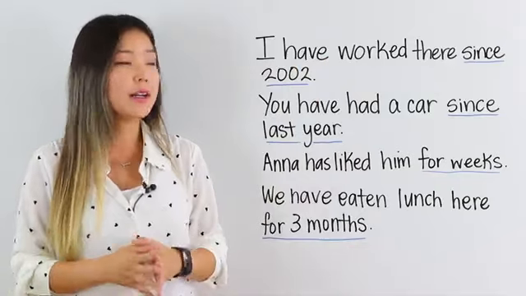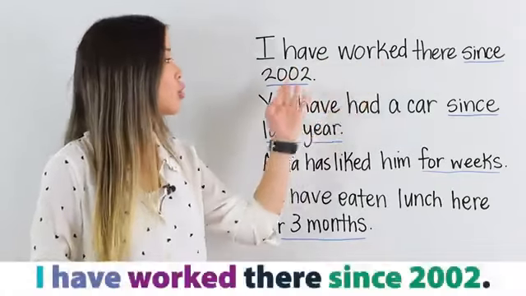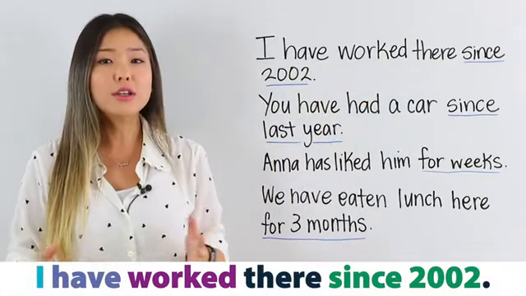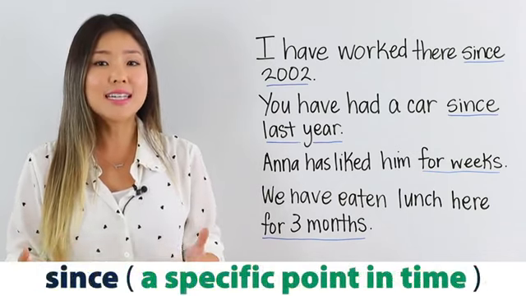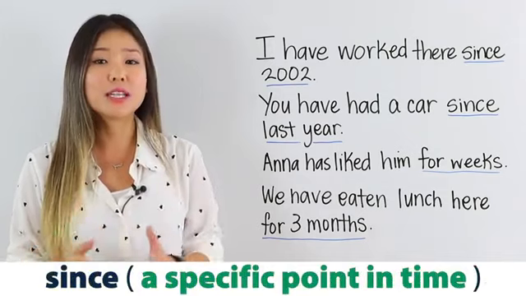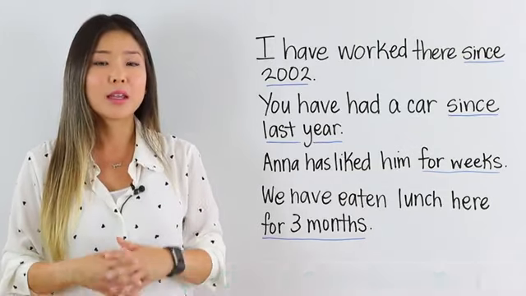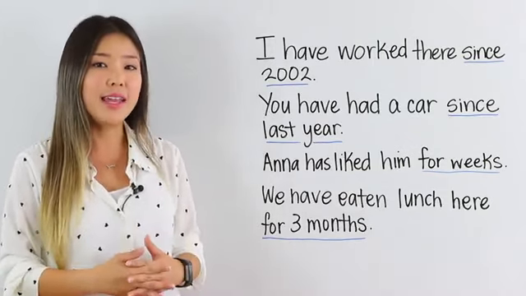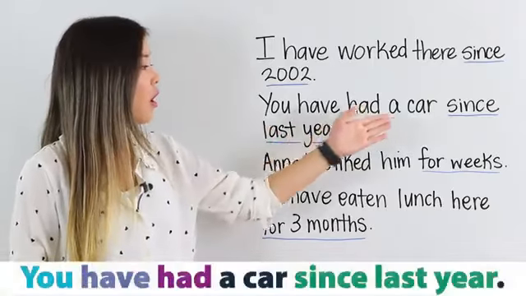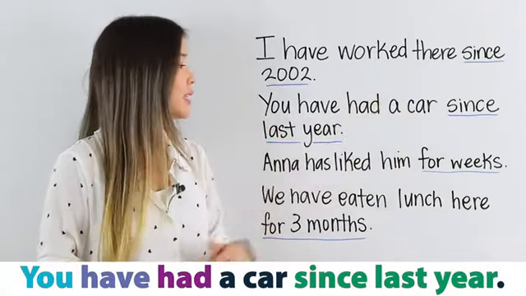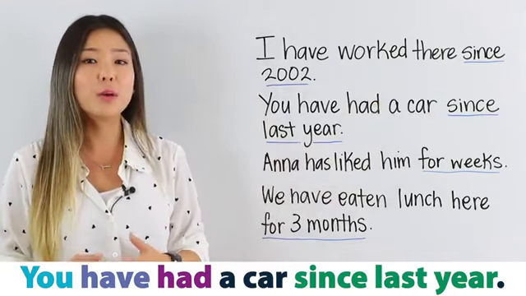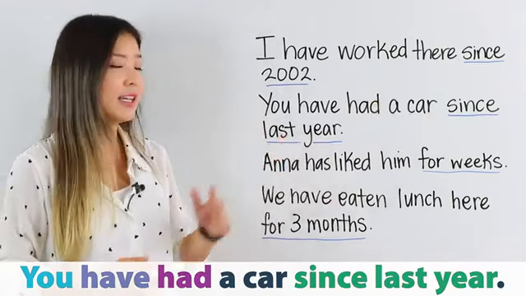What you'll notice here is that we also have since 2002. This shows when the action started. So with the expression since, you need to use a specific point in time. The next example does the same thing. You have had a car since last year. Again, we use since, so we have a specific point in time, last year.